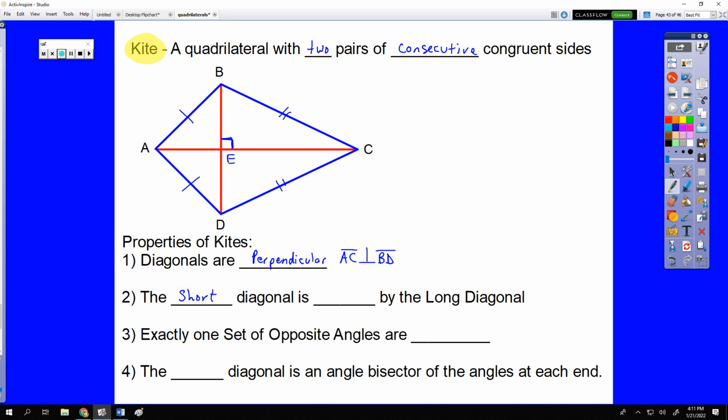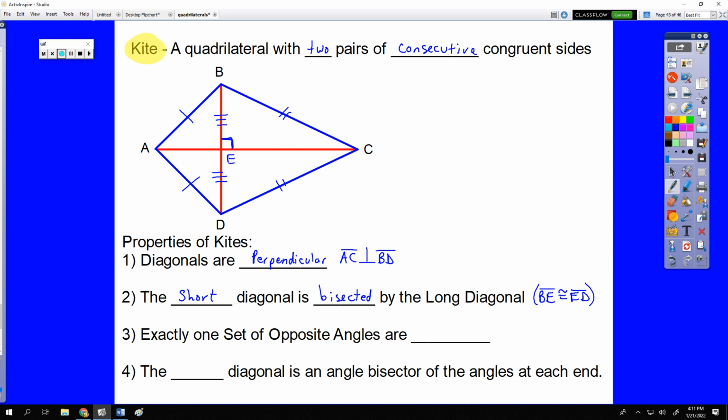The next property deals with the short diagonal only. The short diagonal, that's the diagonal that connects B to D, is being bisected by the long diagonal. So BE and ED are congruent. Now please note that that is true, but the other is not. E is not the midpoint of AC. E is only the midpoint of BD.